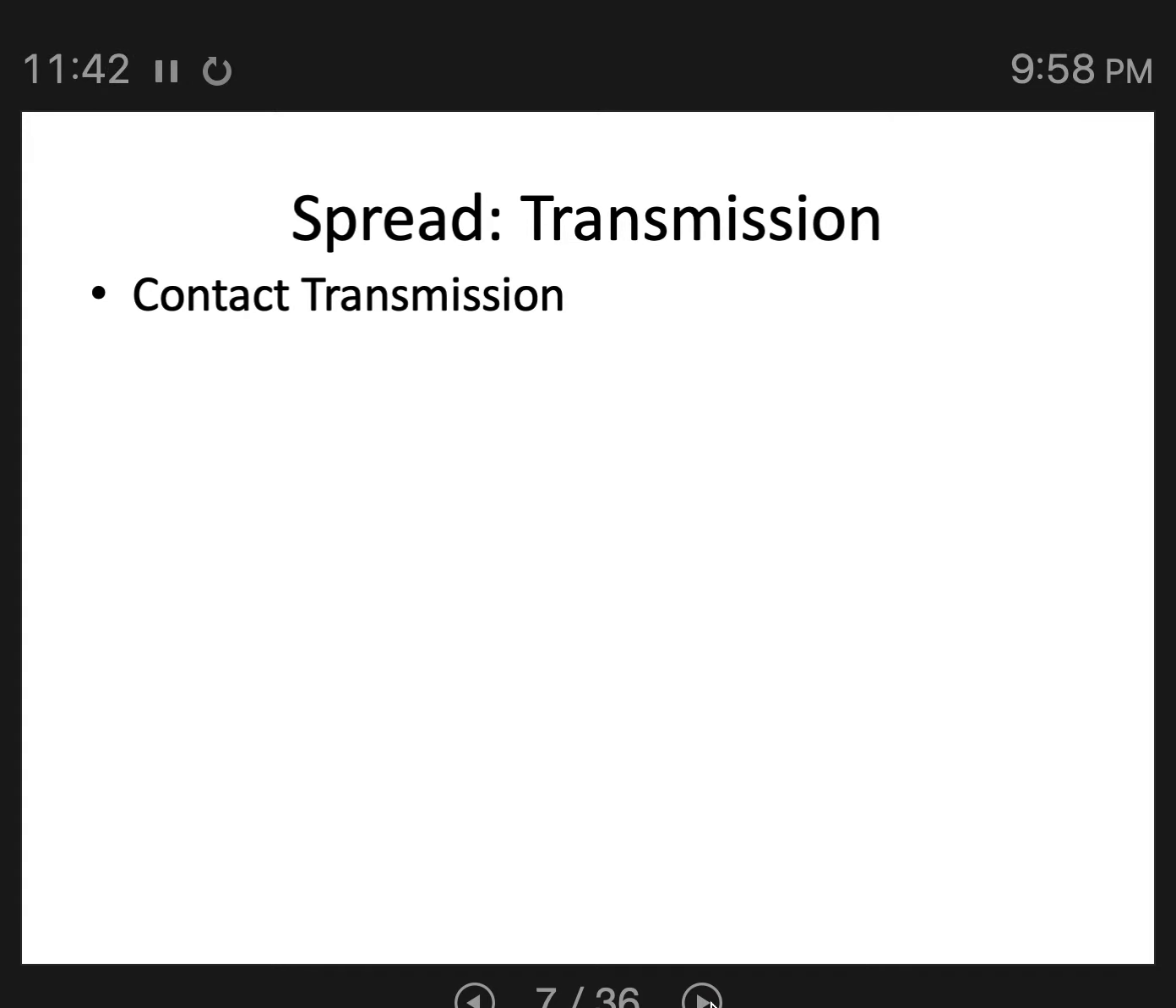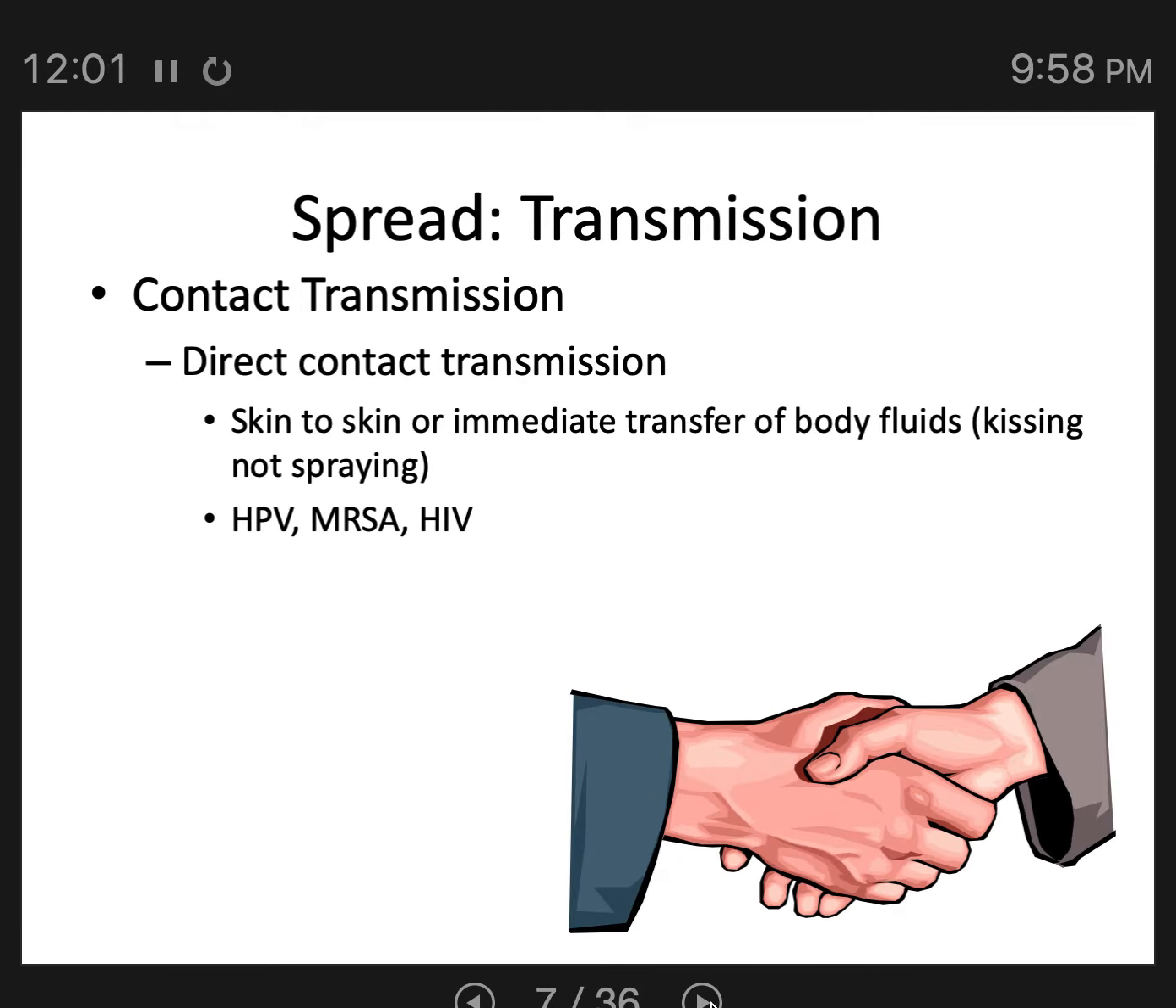So let's cover contact transmission first. Again, this is horizontal transmission for communicable diseases. Contact transmission means you need close contact with the person who has the disease in order to pick it up. And there are three subcategories of contact transmission. First, there's direct contact transmission. That's skin-to-skin contact or direct transfer of body fluids.